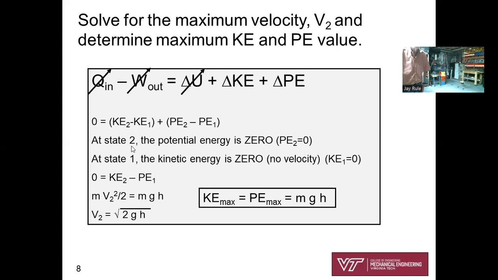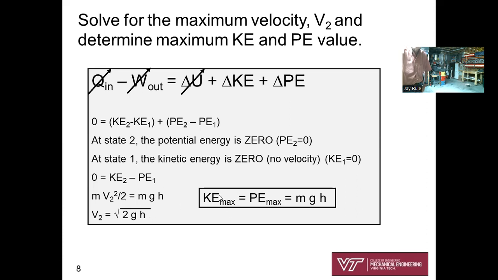Now, at state 2, which is the lower resting position, the potential energy is 0 because we drew our datum right through the center of the mass. At state 1, the pullback position, the kinetic energy is 0 because we're going to start it there with no velocity, but also that's the point where it turns from going in one direction to the other, from positive to negative velocity vector. So the velocity at that point is 0. So now we have 0 equals kinetic energy at 2 minus potential energy at 1.